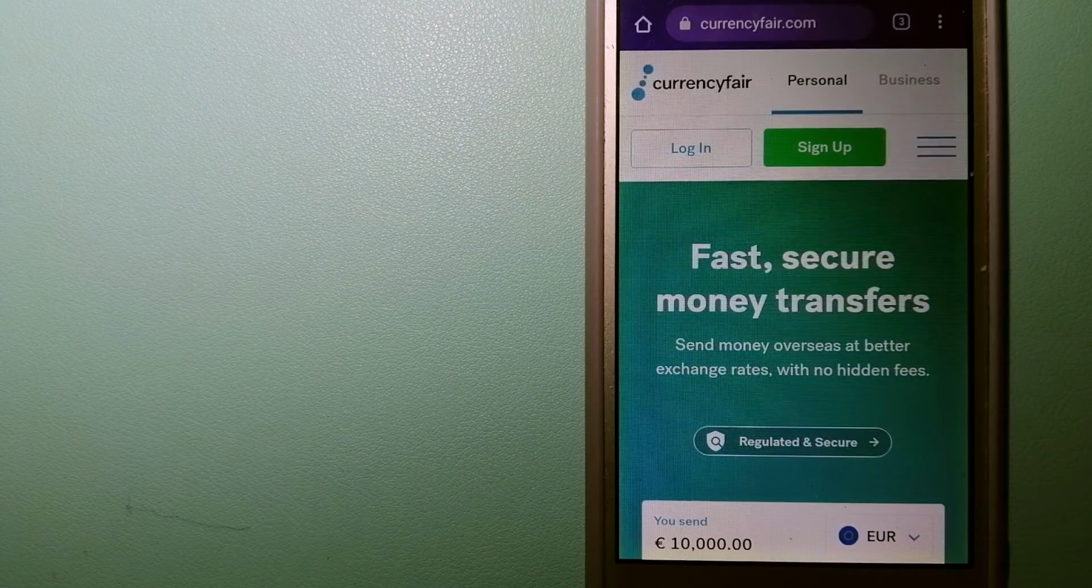The third option is the CurrencyFair. This is a P2P online marketplace that allows individuals and businesses to exchange currencies and send funds to bank accounts worldwide. It uses a unique person-to-person online marketplace to facilitate currency exchange between users in a simple and anonymous fashion.